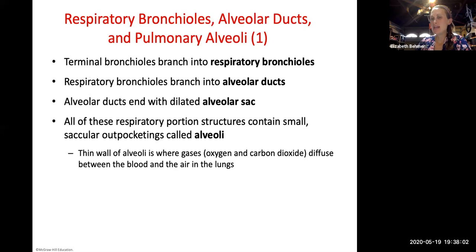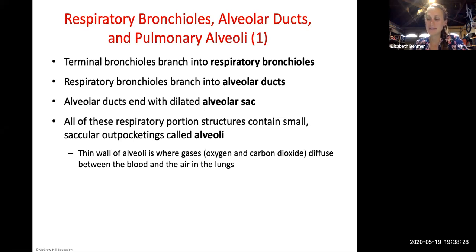So if you're looking at the back side of your notes, some of you have it. We'll be going a lot over this picture. I don't know if you can see that there, but it helps to look at this picture as we're talking through this. So your terminal bronchioles will branch into respiratory bronchioles, and the respiratory bronchioles branch and lead into alveolar ducts, and they end in this alveolar sac structure.